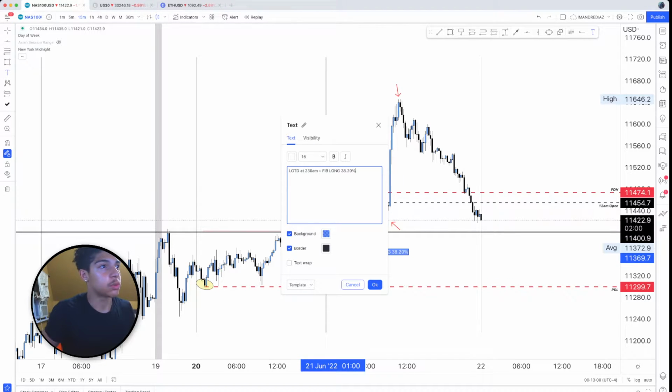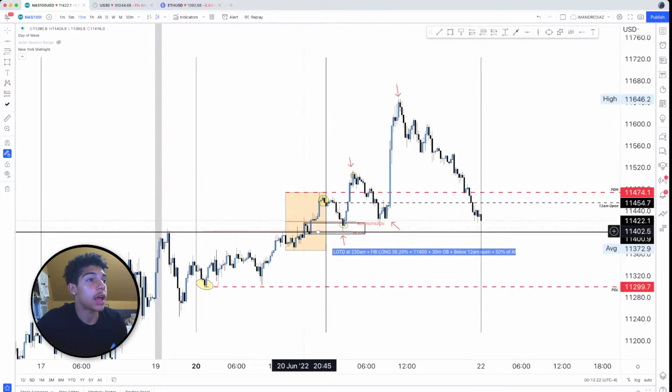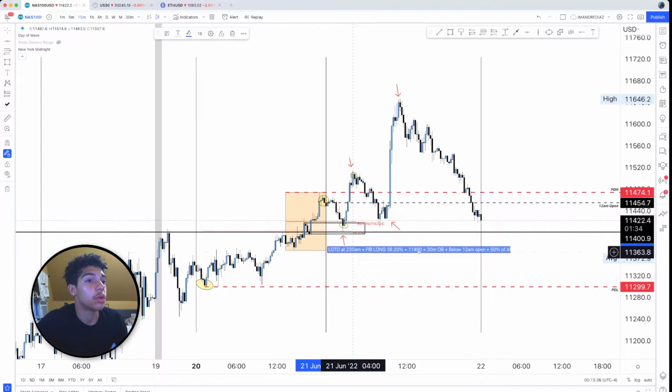along with 38.20% rejection, along with 11,400 rejection, along with the 30-minute order block, also below the 12 a.m. open, also the 50% of the Asian range. Jesus, there's a lot of confirmations right there. That was a lot, but look at how clean this was right here. Super clean. And that was our low of the day.